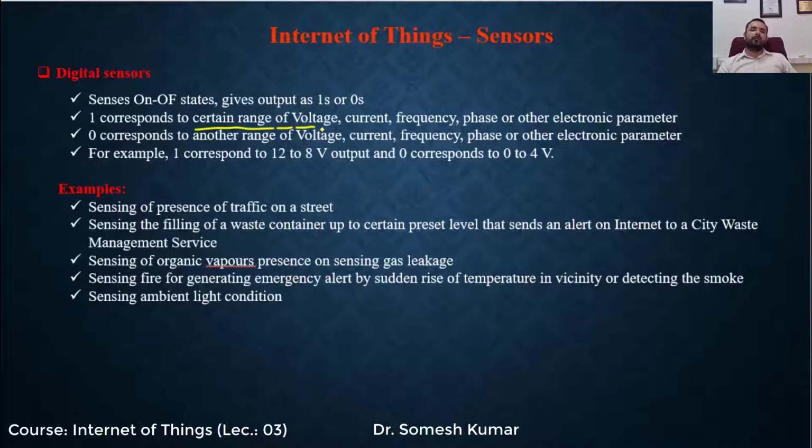So some examples of digital sensors are, for example, the presence of traffic on a street. If some traffic is present, it gives the output 1. If the traffic is not present, meaning a clear road, then it gives the output 0. The second example is the filling of a waste container. If the container is filled up to one particular level, it gives the output 1, otherwise it gives the output 0. And this output can be sent to the waste management services.